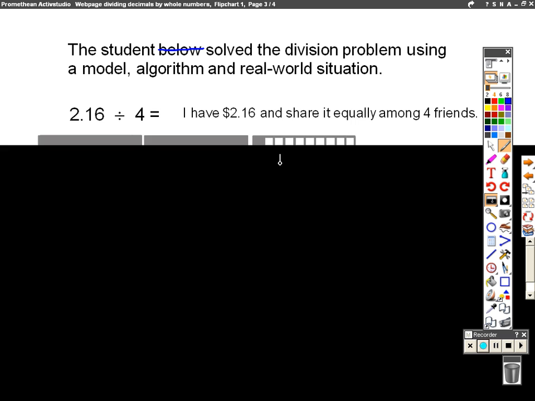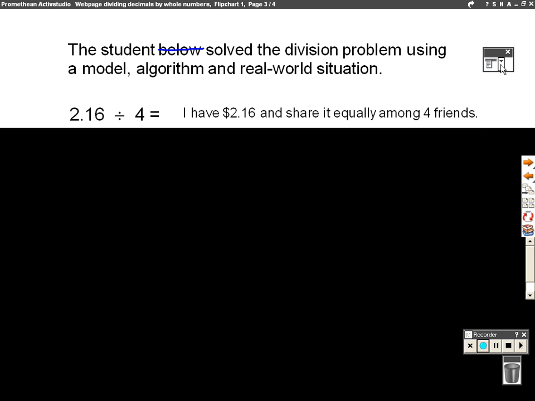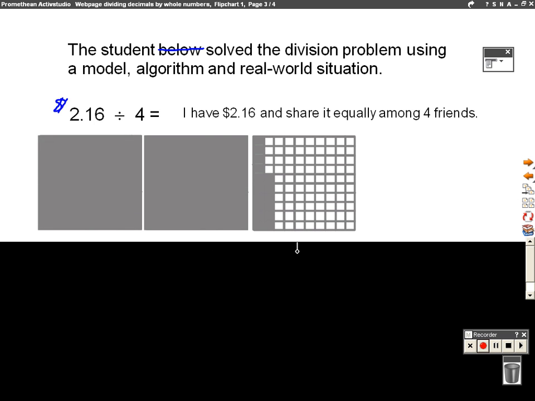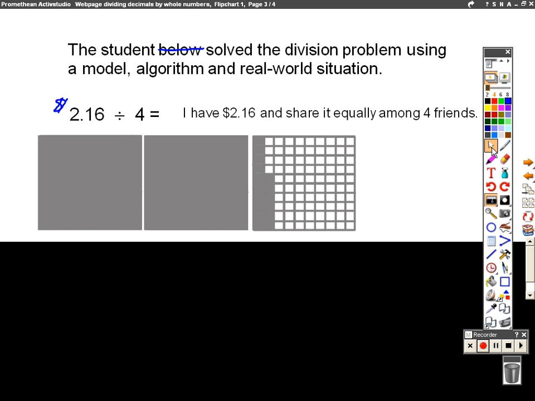Now, let's take a look. The students solved the division problem. I should not have put that in. Solve the division problem below using a model, algorithm, and real-world situation. So let's take a look. $2.16 divided by 4. I have $2.16 and share it equally among 4 friends. So even though this doesn't have a dollar symbol here, we're putting it in just to make it seem realistic to us. So here's a picture of 2 wholes and 16 hundredths.